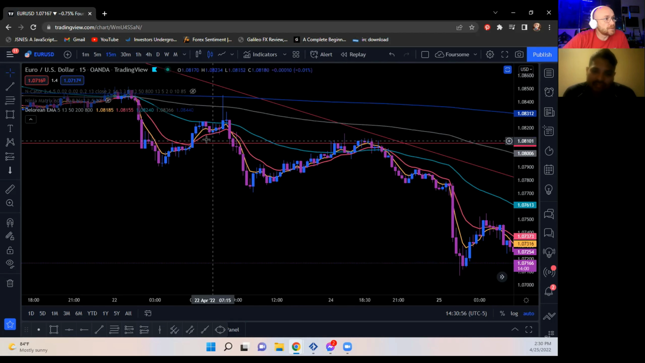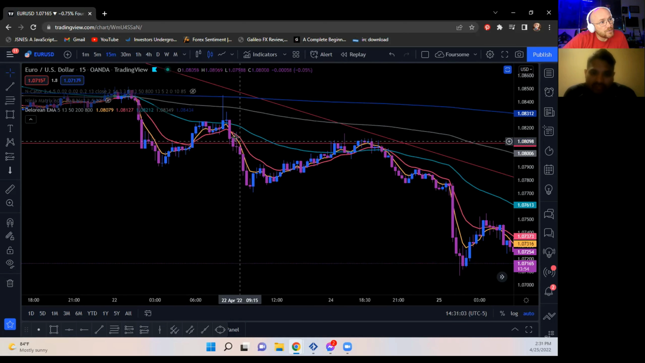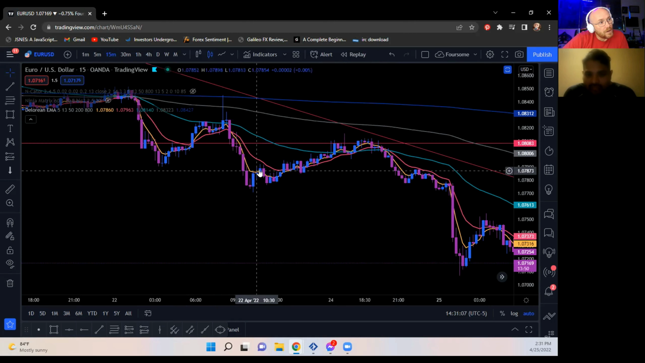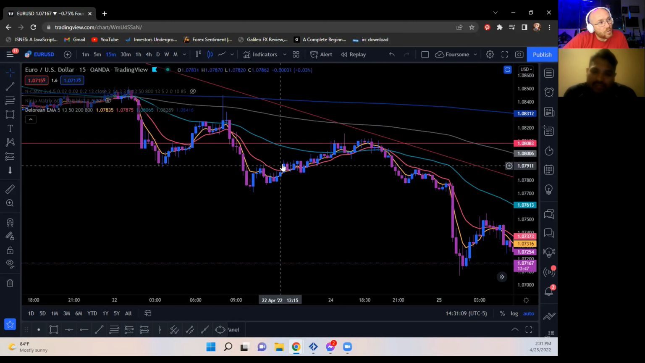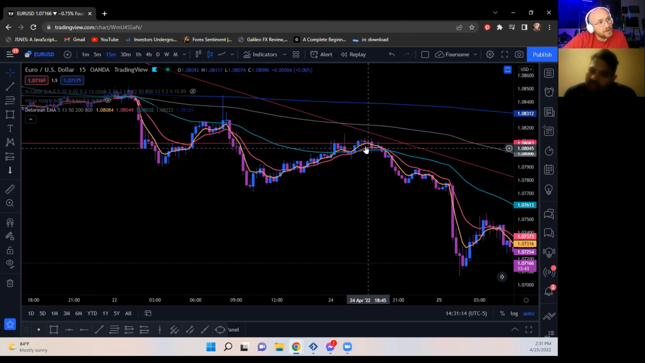So look, we hit the 50 on a downtrend, so we know we're in a downtrend. The yellow crosses through the red, it goes vertical. We are in this trade. When they go horizontal, we exit the trade. We're out of the trade. The yellow goes above the red, we're out of the trade.